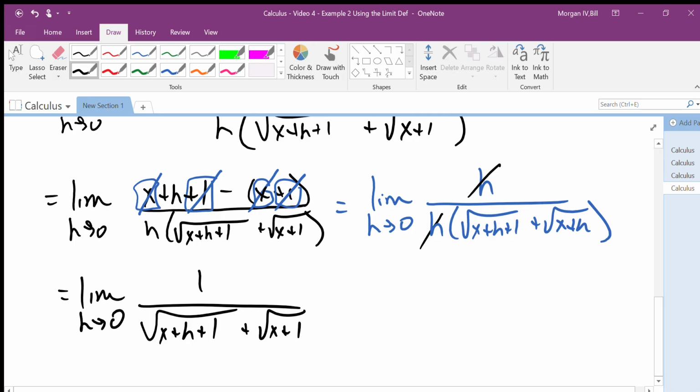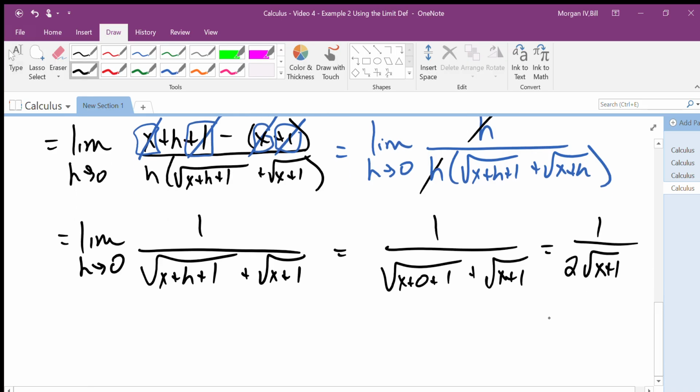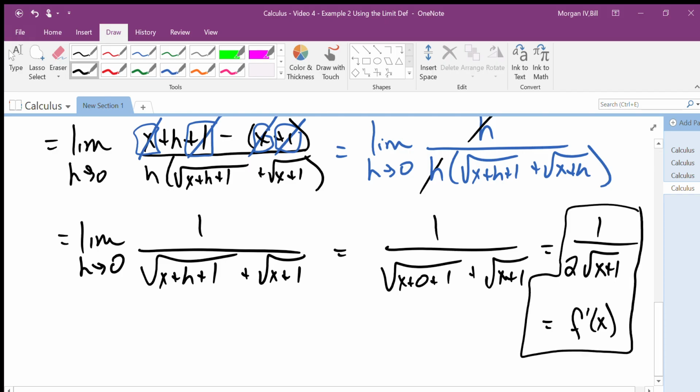Now let's let all the h's get close to 0, as close as they can be, so we'll just let them go to 0. It's 1 over square root of x plus 0 plus 1 plus square root of x plus 1. X plus 0 plus 1 is x plus 1, so in the denominator here I have 2 square root of x plus 1s, and that is my derivative. The derivative of f of x, f prime of x, is equal to 1 divided by 2 times the square root of x plus 1.